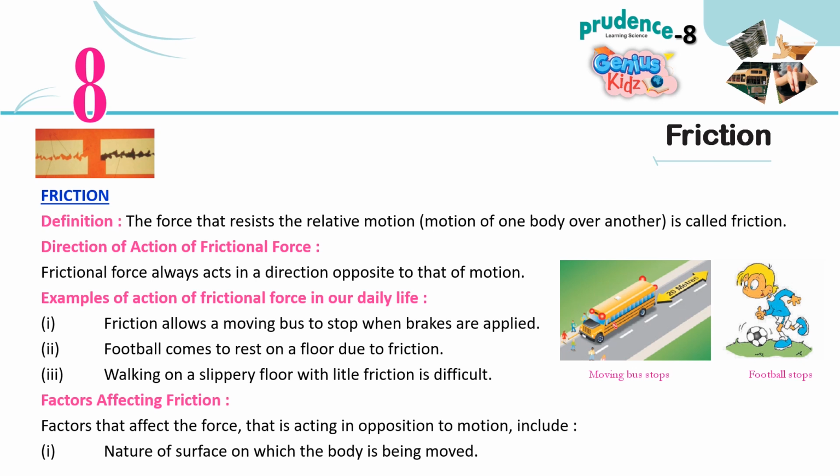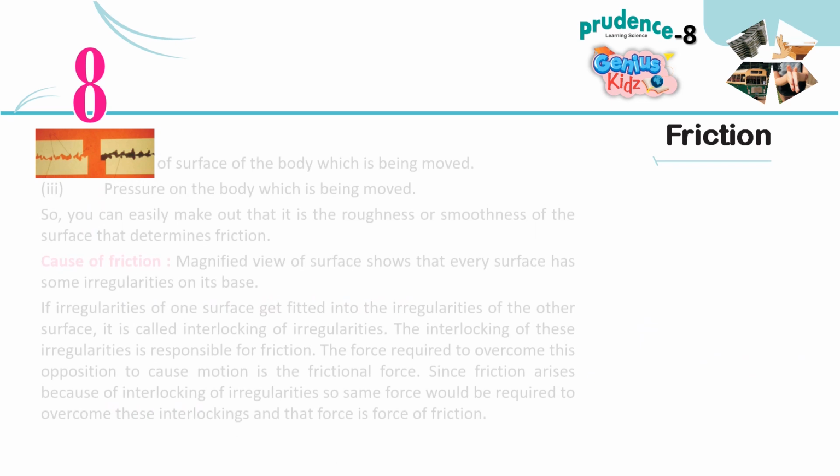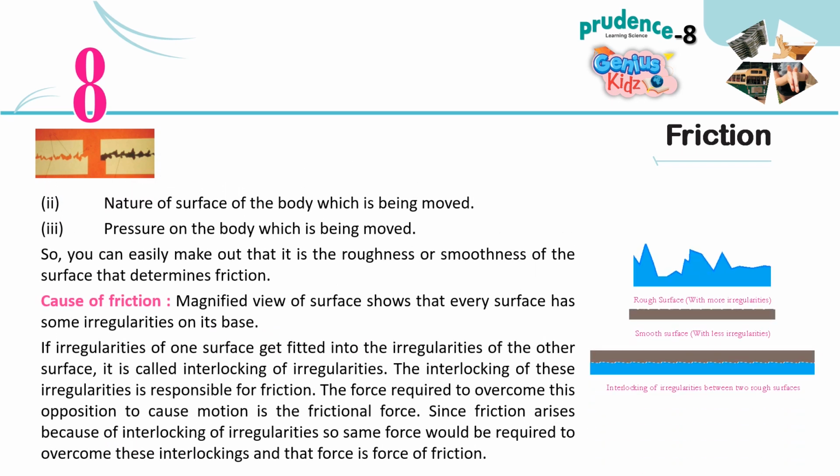Factors affecting friction. Factors that affect the force that is acting in opposition to motion include: 1. Nature of surface on which the body is being moved. 2. Nature of surface of the body which is being moved. 3. Pressure on the body which is being moved. So, you can easily make out that it is the roughness or smoothness of the surface that determines friction.